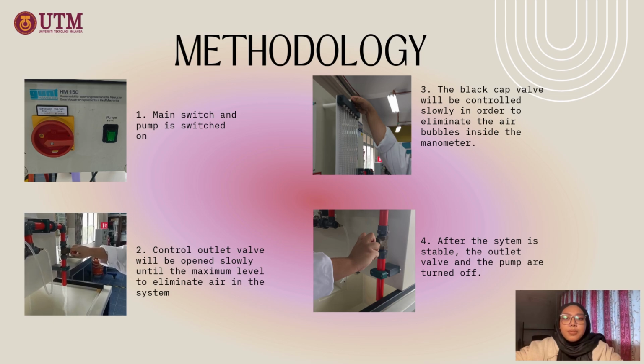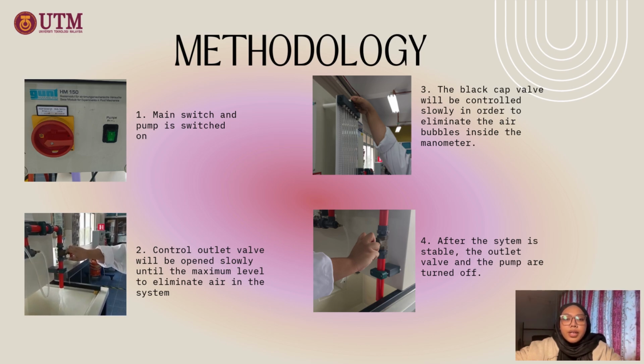The first step for the experiment is to switch on the main switch and the pump. And then we have to control the outlet valve slowly until the maximum level to eliminate air in the system. And then the black cap valve will be controlled slowly in order to eliminate the air bubbles inside the manometer. After the system is stable, the outlet valve and the pump are turned off.